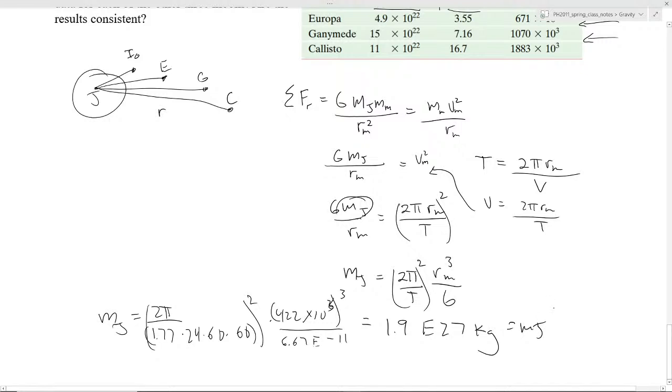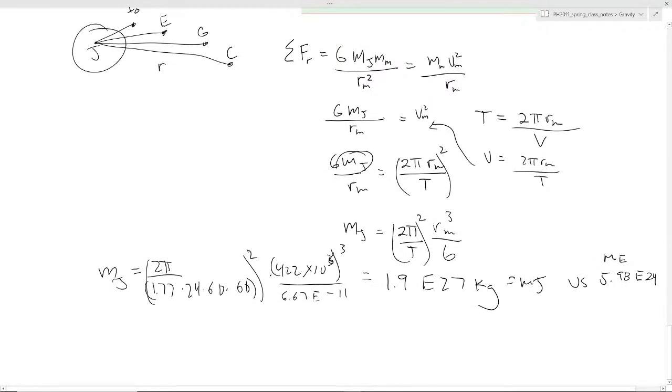So significantly larger than the Earth. Just for comparison, remember that was 5.98 times 10 to the 24th. So it's 1,000 times larger than the Earth or something like that. Or not larger, more massive. Orders of magnitude more massive than the Earth.